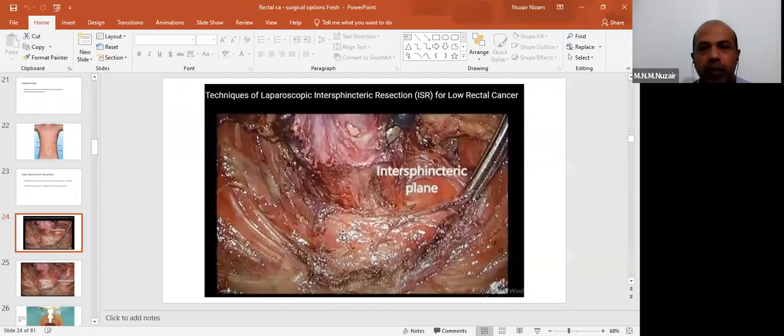This is what I was talking about, the laparoscopic or robotic approach for intersphincteric resection. This is the rectum, this is the puborectalis, and this is the pubococcygeus. So you dissect up to the pelvic floor and then enter between the rectal wall and the pubococcygeus, and inside the puborectalis muscle somewhere here. And then you can dissect between the external sphincter and internal sphincter, and enter the intersphincteric space.